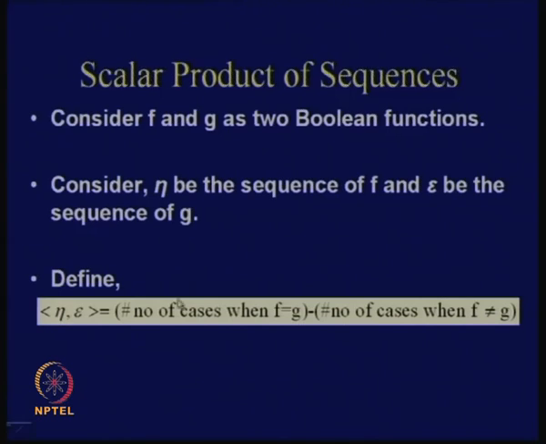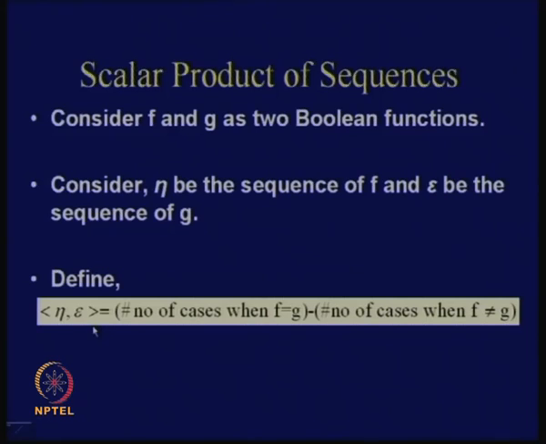Then we define something called a scalar product of two sequences. We have defined what a sequence is. Given Boolean functions f and g, we can define their sequences by two symbols, one of them I call eta and the other epsilon. Now you know what the scalar product is, and this is the notation of the scalar product.